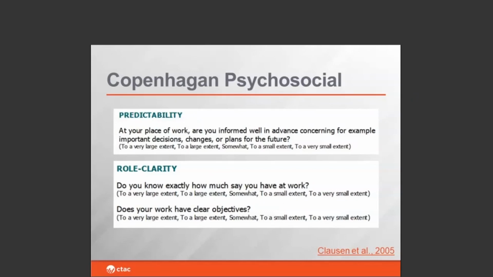But it's also interesting to consider to what extent the organization is able to communicate, right? There's an important evaluation of communication there, but also the role clarity piece. Do you know exactly how much say you have at work? Does your work have clear objectives? Is it clear to you what your job role is? Those things can indicate potential problems in onboarding, for example.